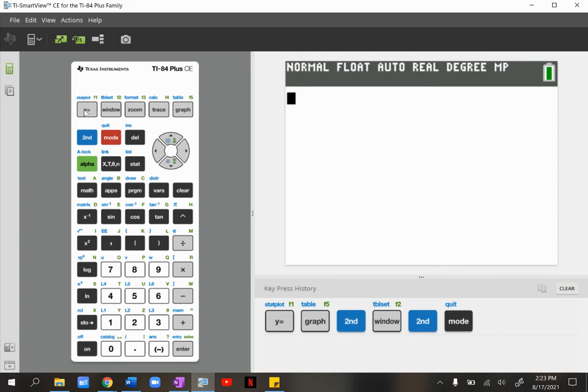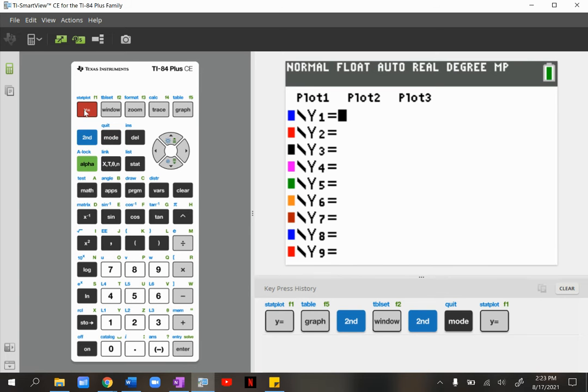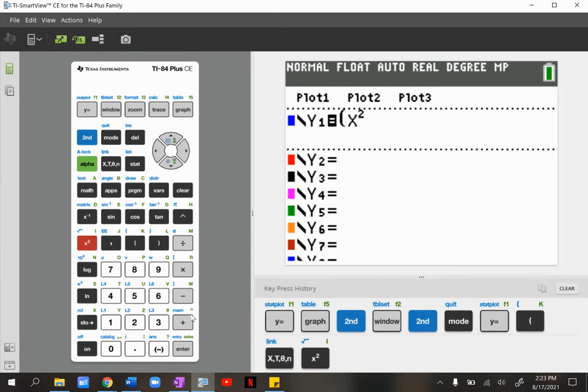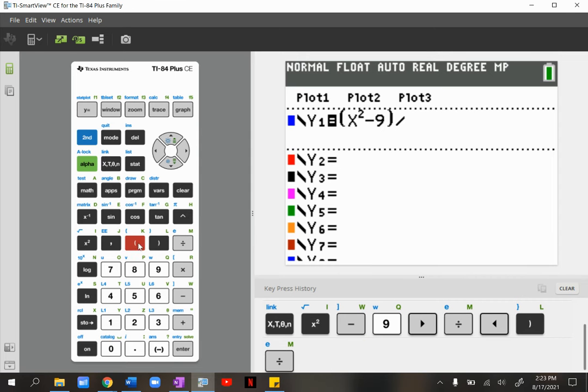So here's what I want you to do. On a TI-84, we will pull up y equals, and I'm going to plug in inside of here x squared minus 9, close our parentheses here, divided by x minus 3. Again, this is the formula for the average rate of change between any point on the line and the point at x equals 3.